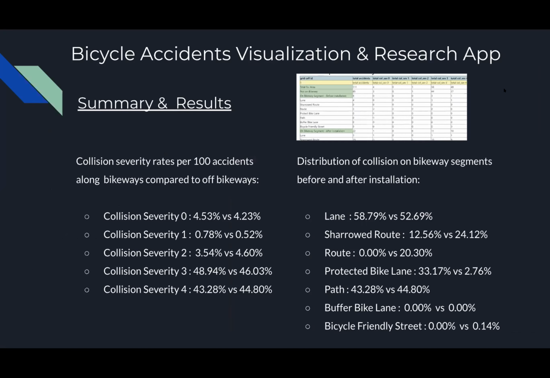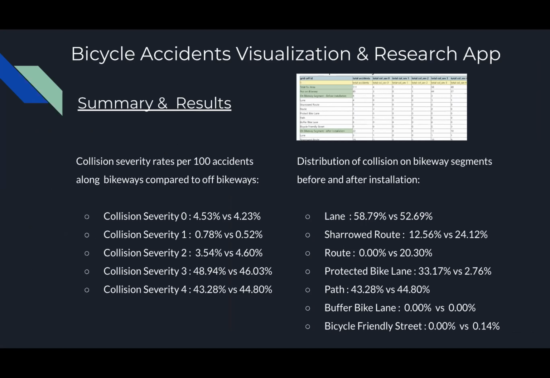Our summary and results. Collision severity rates per 100 accidents along bikeways compared to off bikeways. Collision severity 0, 1, 3, and 4 are all very similar. Collision severity 2, we do see a slight drop in collision severity 2 accidents along bikeways, meaning that there aren't as many collision severity 2 accidents along bikeways.